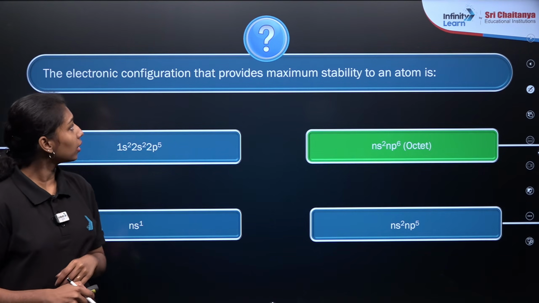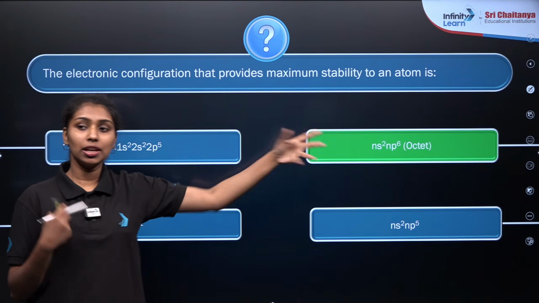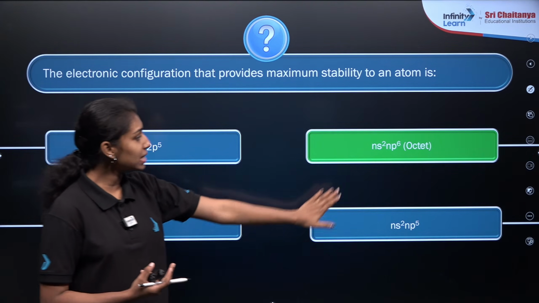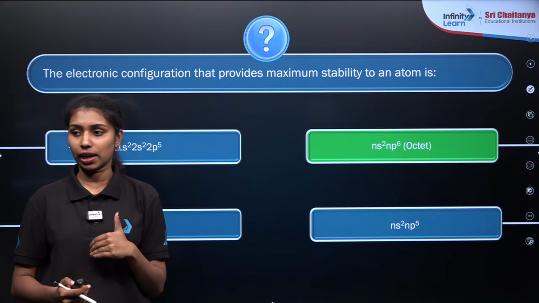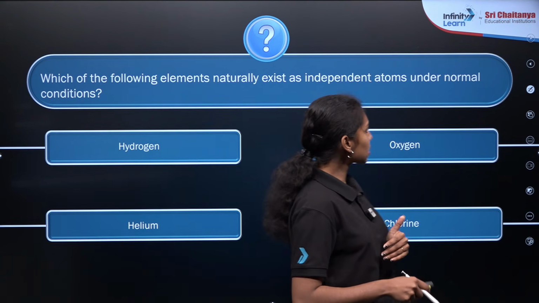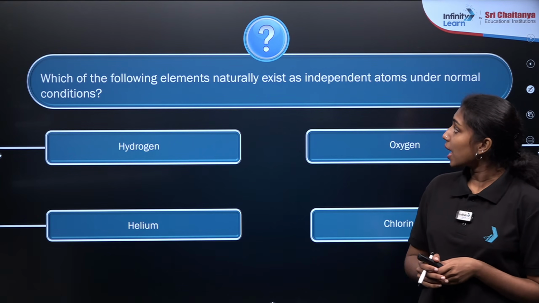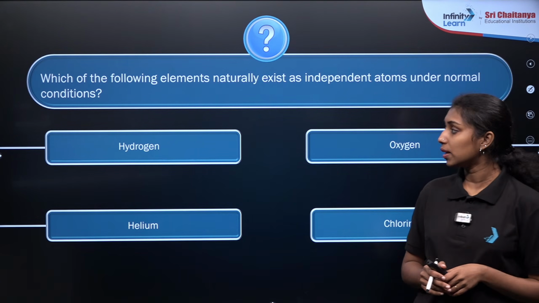Okay, I hope you understand. Our question is the electronic configuration that provides maximum stability to an atom, which means octet. Octet means ns2np6, which is the configuration of the noble gases. Okay, here is the next question. Which of the following elements naturally exist as independent atoms under normal conditions?